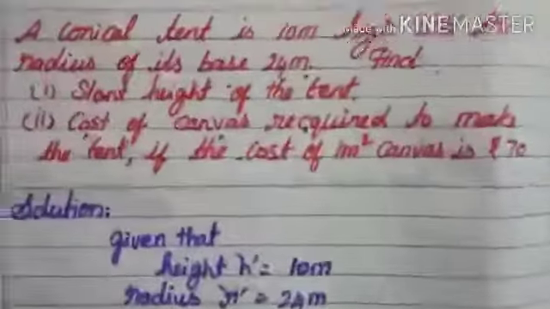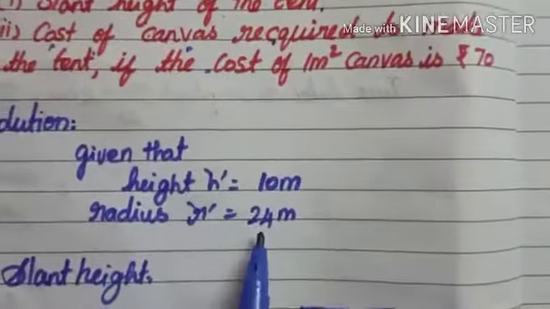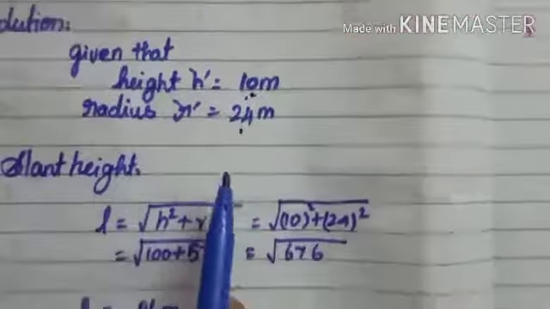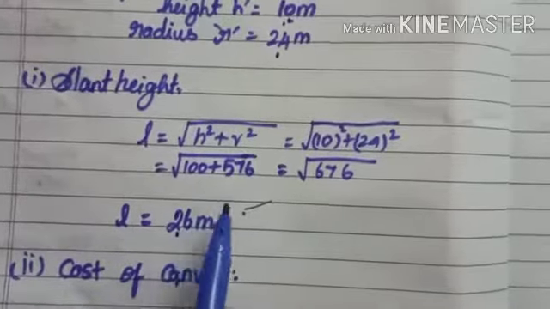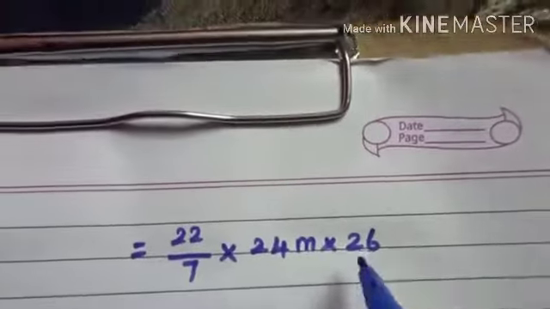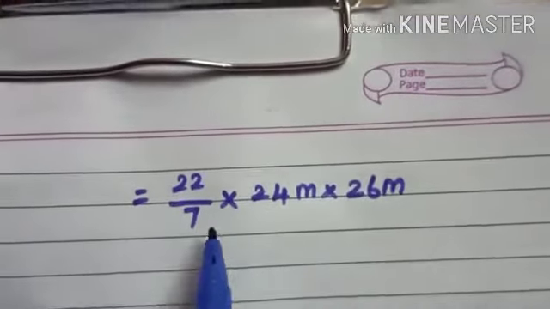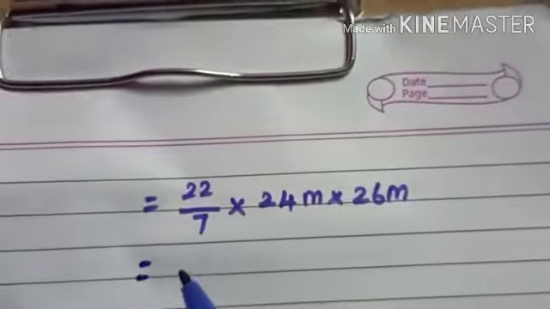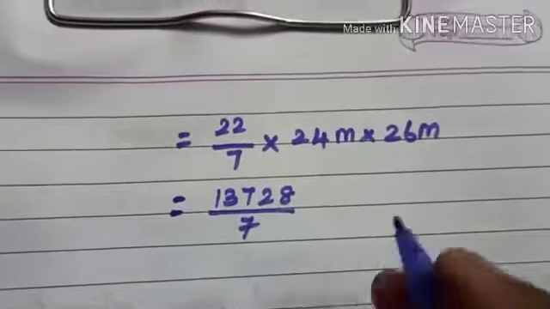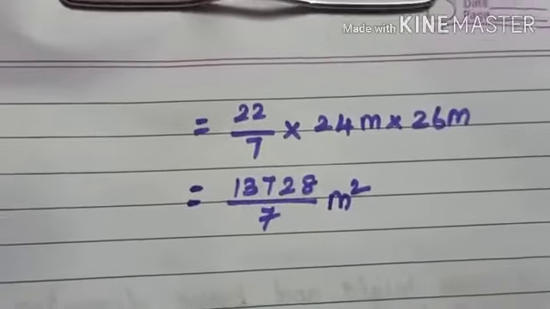Here they won't give any value for pi, so we directly take the pi value as 22/7. Radius, you know, is 24 meter. This 10 meter is the height, not the slant height. So we found the slant height 26 meter, and we use that here. I substitute the values pi r L, with L as 26 meter. Just multiply these three values and divide by 7, you get the CSA of the canvas. So we multiply and get 13,728 divided by 7 meter square. You need not cancel it, because we need to find the cost of canvas.